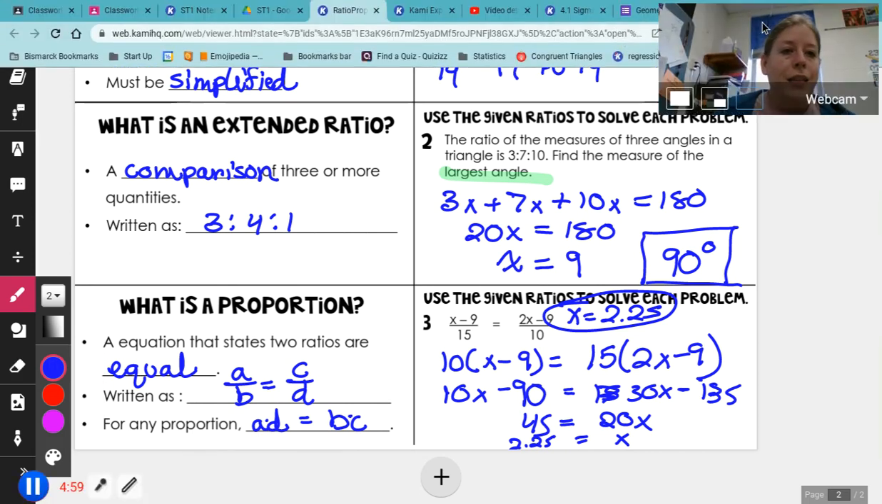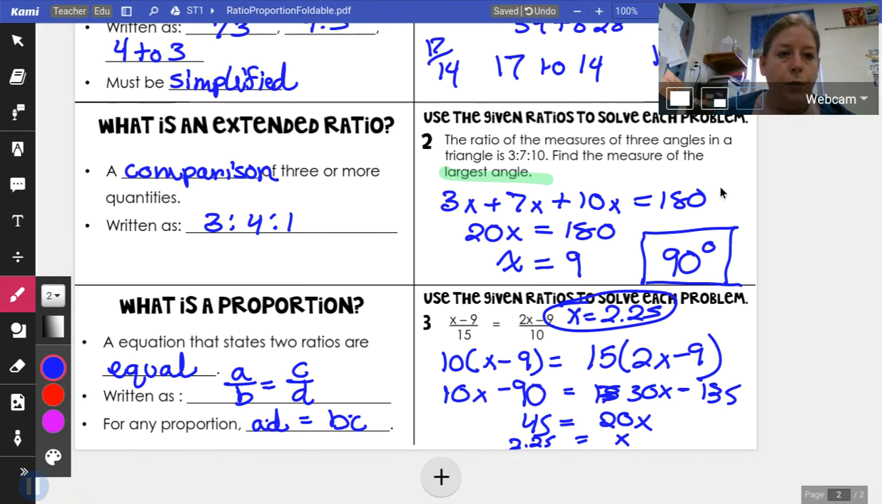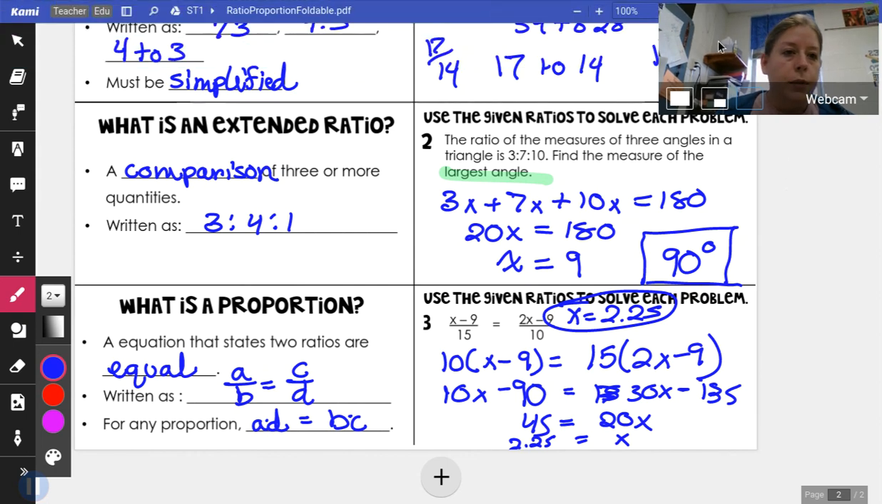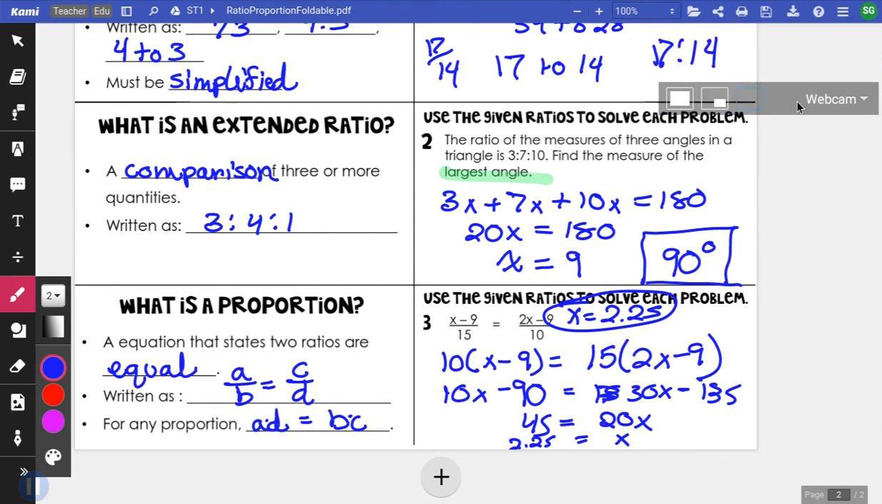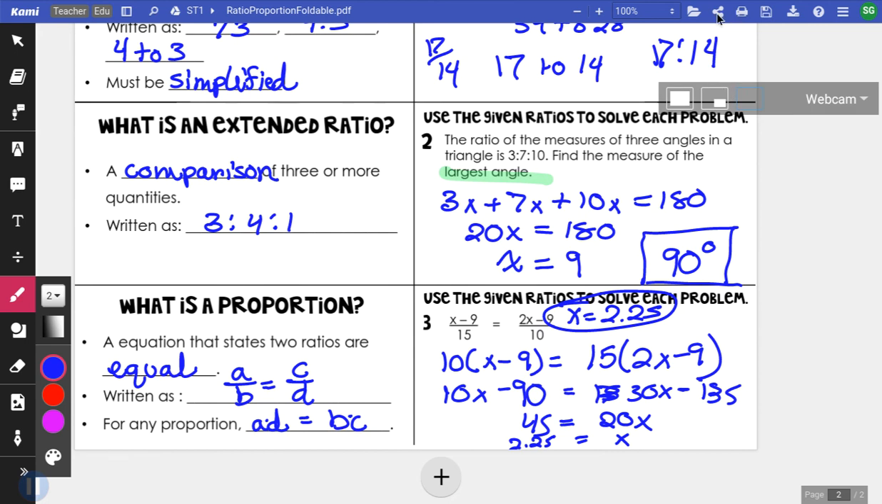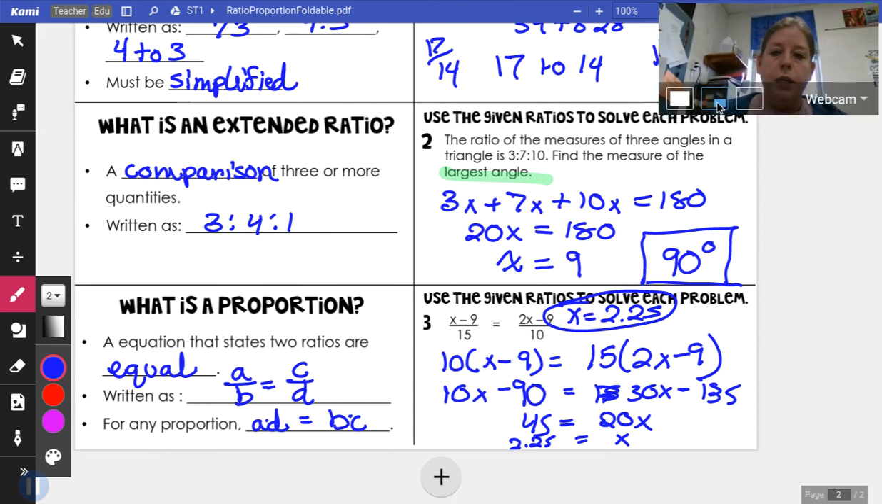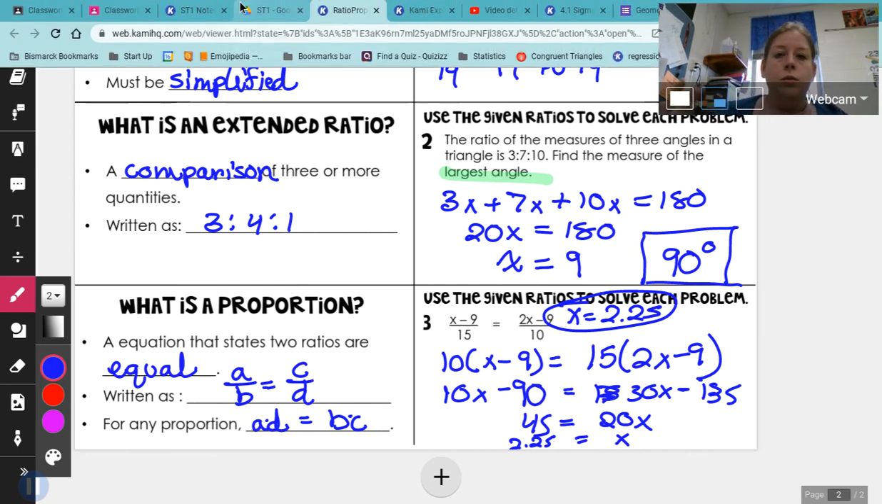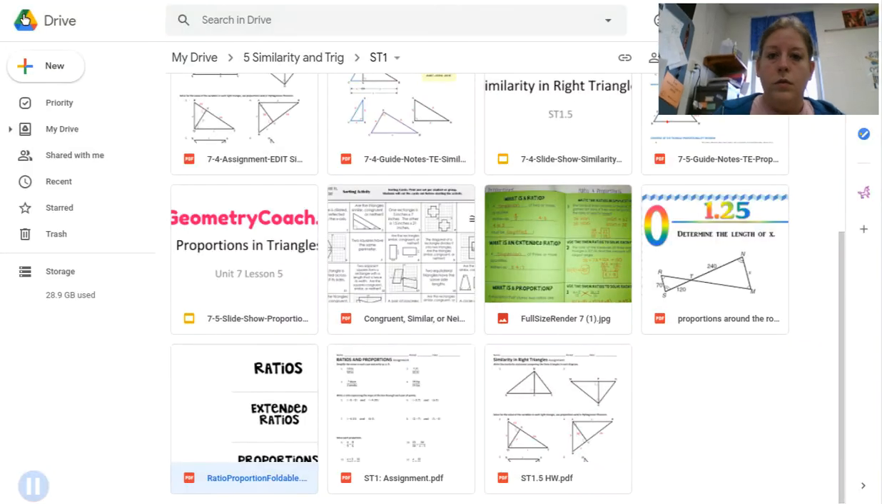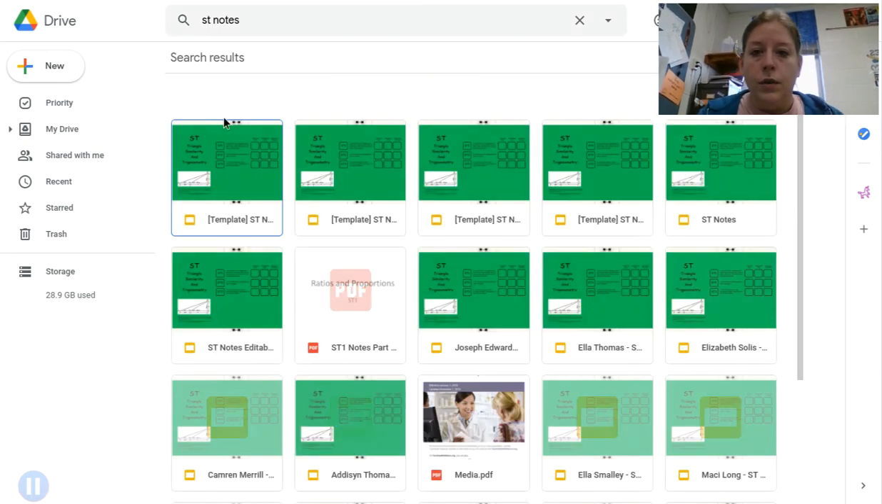So now I want you to link this into your notebook. Of course, it's not going to let me move that. So you're going to press that little link button up at the top. Right there. Copy that link that comes up. And then go into your ST1 notes. ST Notes. It's in your Google Drive. You can just search ST Notes and it should pop up.